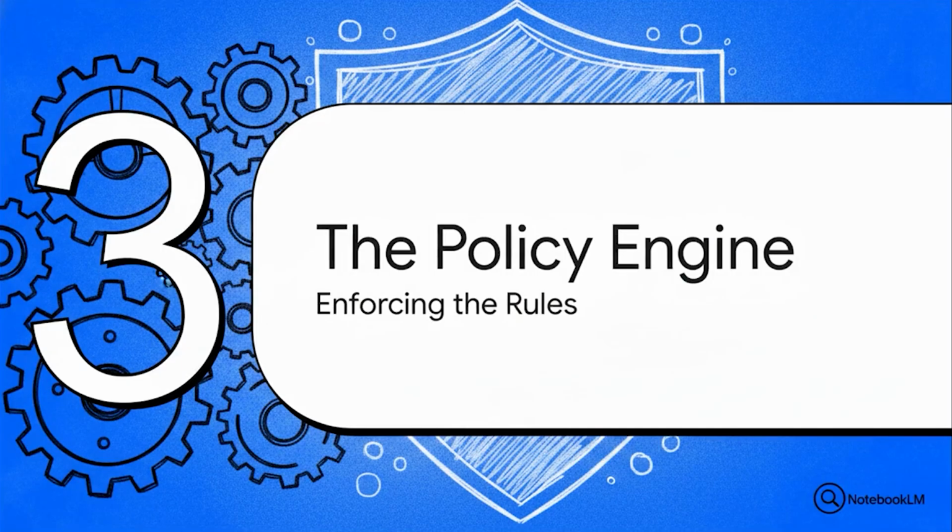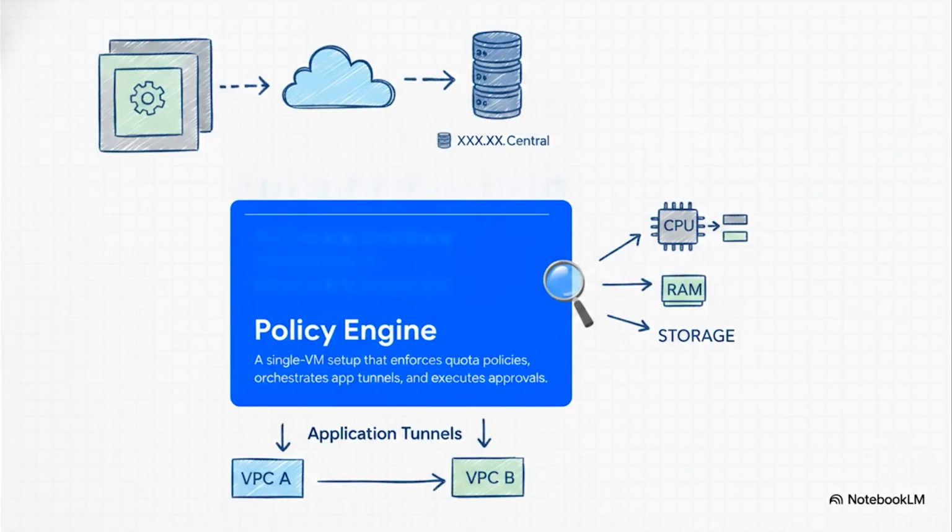Section 3. Walk through the policy engine, enforcing the rules. Okay, so we've got the rules set in the project, but who actually enforces them? That's the policy engine. You must remember for the exam that the policy engine is deployed as a single VM setup right in your Prism Central network. It's the enforcer, and it's not just some invisible background service.